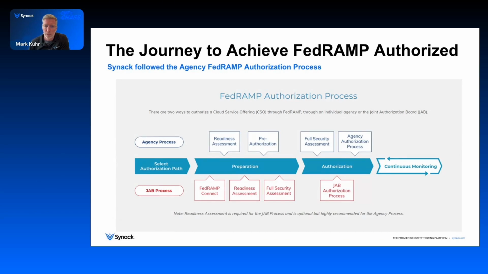You can either have an agency sponsor or a JAB-driven process that's more independent from the agency. So the agency process includes a variety of steps, such as the agency sponsoring you to go through the process, and the JAB process is something independent from agency sponsorship.